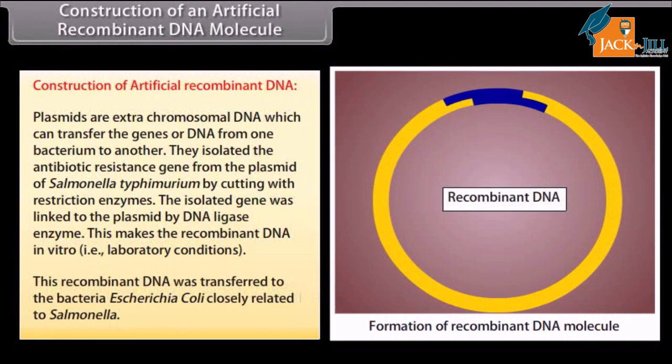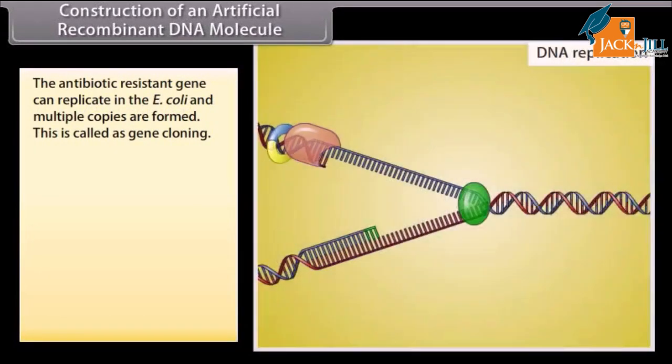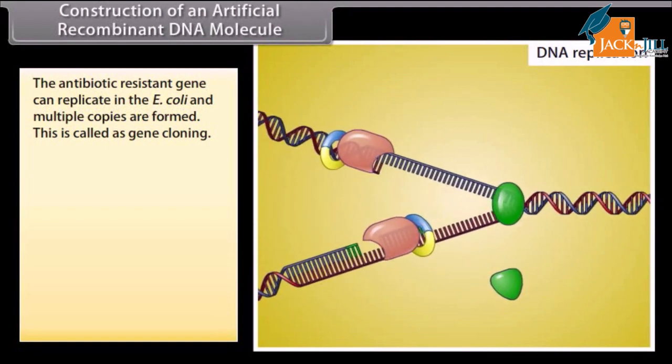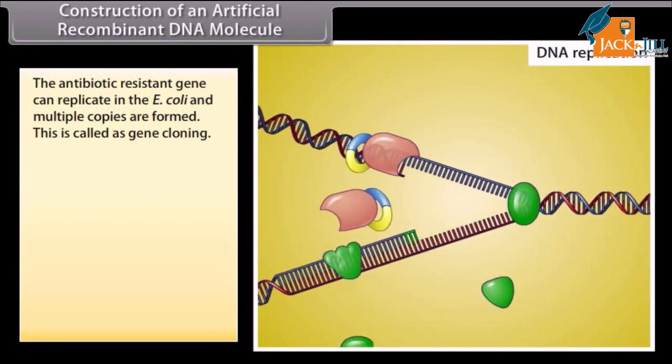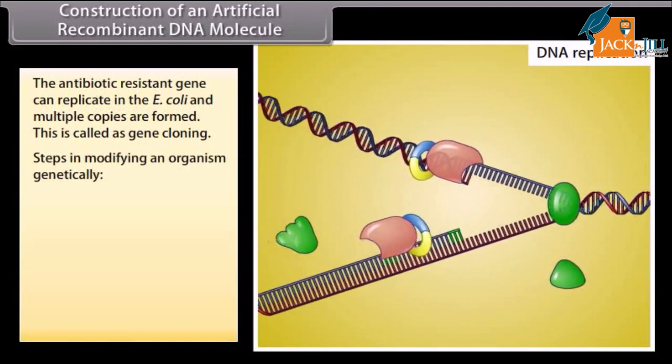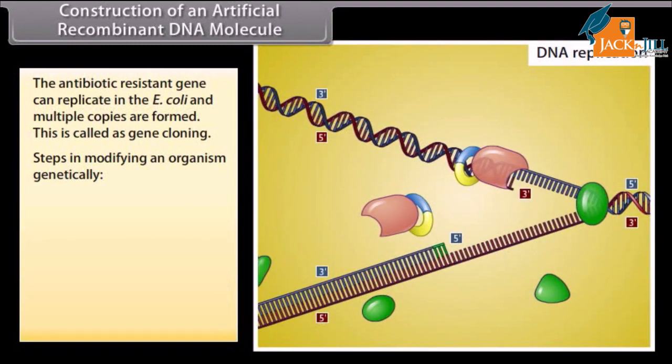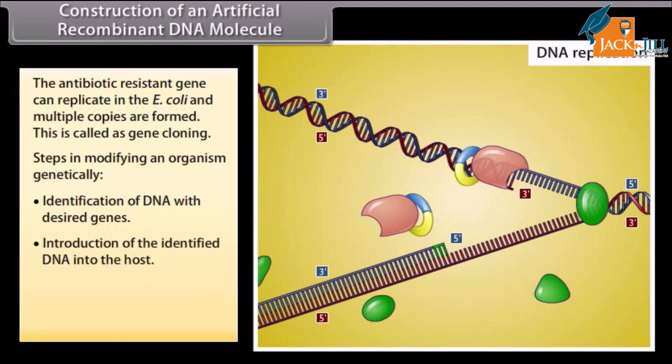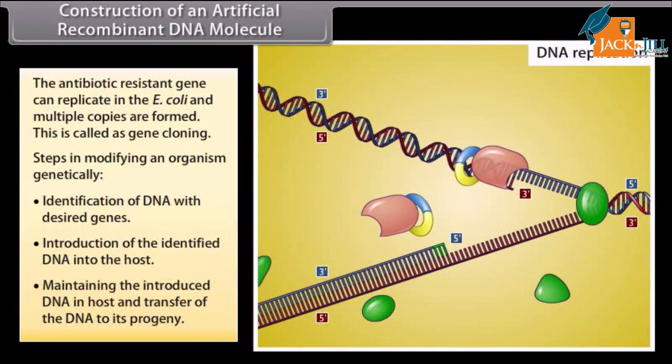This recombinant DNA was transferred to the bacterium Escherichia coli, closely related to Salmonella. The antibiotic resistance gene can replicate in the E. coli, and multiple copies are formed. This is called gene cloning. Steps in modifying an organism genetically: identification of DNA with desired genes, introduction of the identified DNA into the host, maintaining the introduced DNA in the host, and transferring the DNA to its progeny.